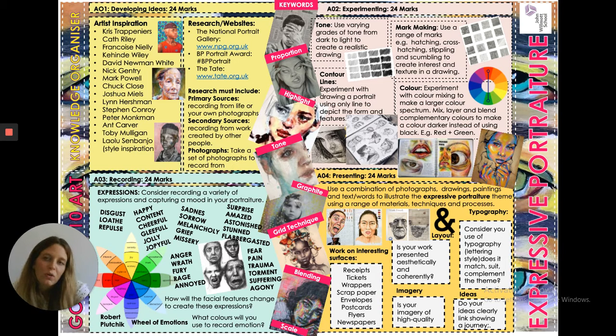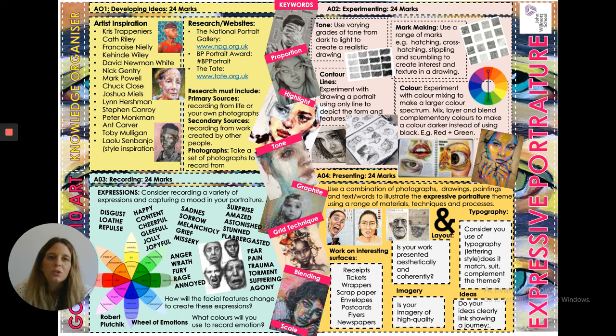We've split the knowledge organiser up into 4 different sections. So we've got the top left as assessment objective 1, which you get 24 marks for. And that's how you go about developing your ideas. So doing that research, looking on websites and looking at the work of artists really does help provide you with marks, okay?